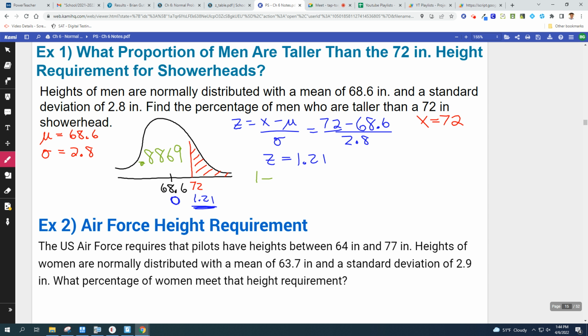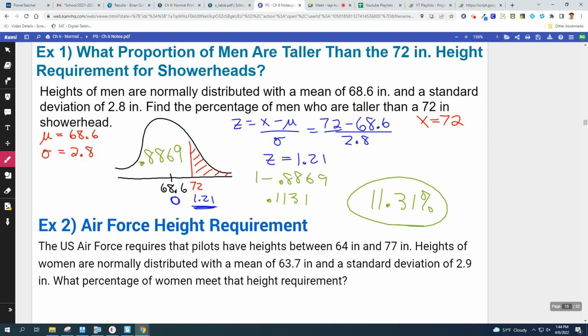Let's just subtract 1 minus 0.8869, which is 0.1131. It says find the percentage, so I'm just going to call it 11.31%. Think about if that makes sense. About 11% of men are taller than 6 feet tall. Okay, I'll buy that. That's the answer.